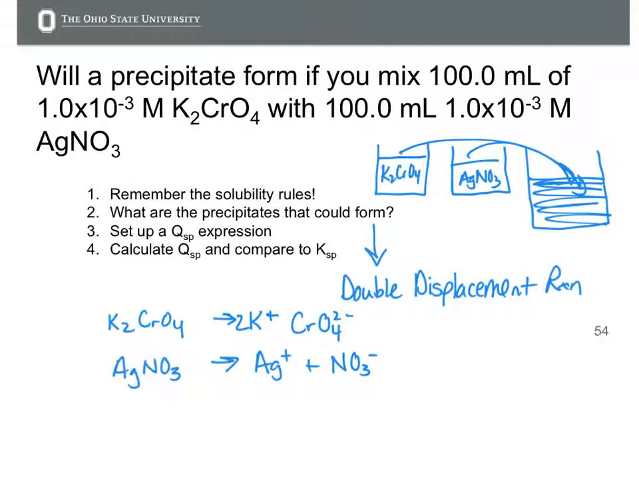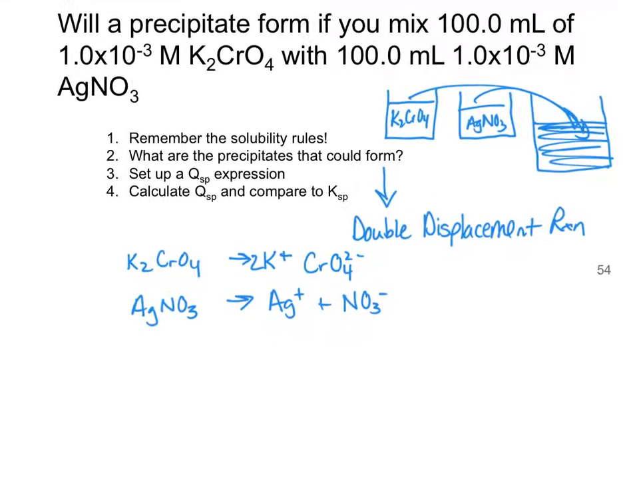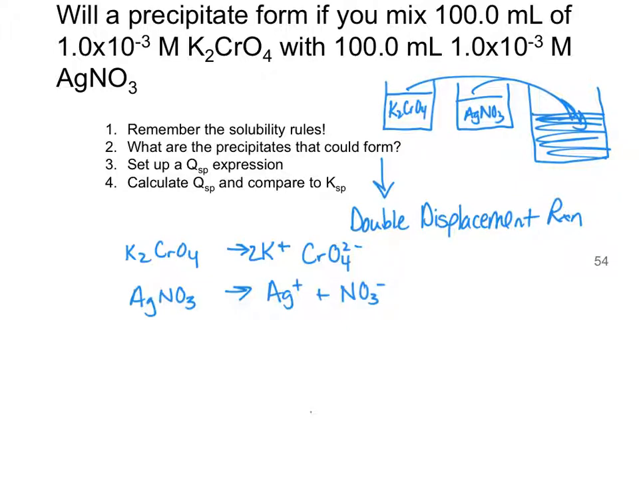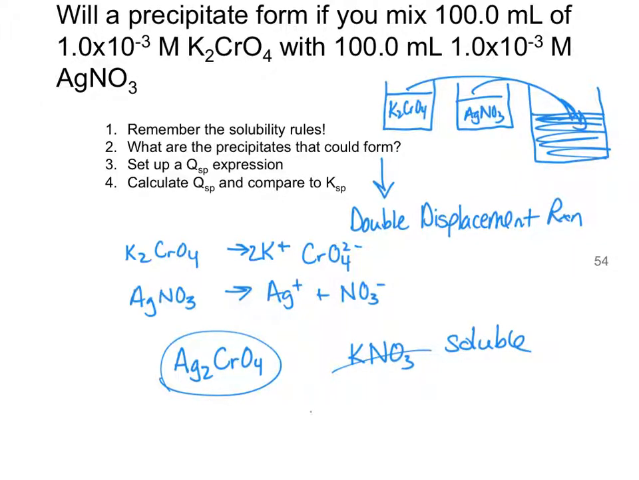Okay. Double displacement means we take our silver cation and we combine it with the anion from the potassium chromate. So one of the possibilities is silver chromate. And then the other possibility is mixing our cation from the potassium chromate, so we mix the potassium with the nitrate and get potassium nitrate. Okay, so one of these is soluble and one of them is insoluble. Don't need the two minus there. Okay, so all nitrates are soluble, so this one's soluble. We don't have to worry about that at all. So we're looking at our silver chromate. So that is the precipitate that could form.